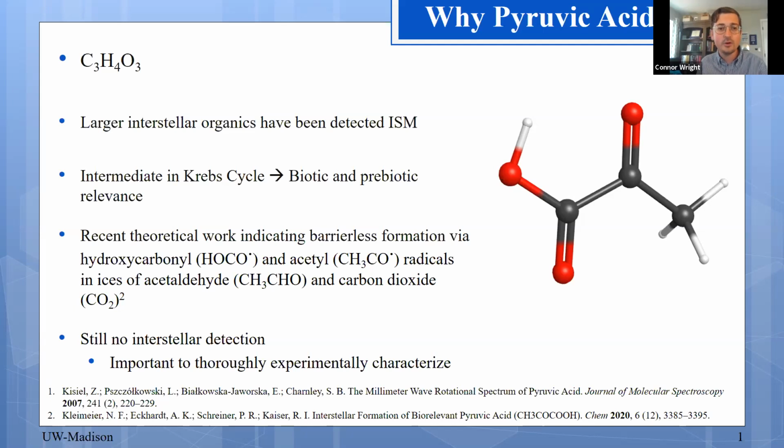But prebiotically, it's also a potential and theorized precursor to the chiral amino acid alanine. Some recent theoretical work has indicated that it forms on the mantles of ice grains of acetaldehyde and carbon dioxide through the radical-radical recombination of the hydroxycarbonyl and acetyl radicals. But despite all of this, and it being extensively studied theoretically, there's been no interstellar detection of it yet. So it's important for us to experimentally characterize it in the complete range that current ground-based far-IR telescopes operate in.